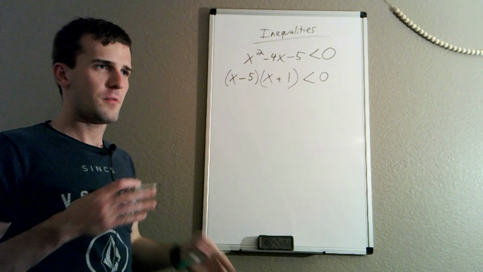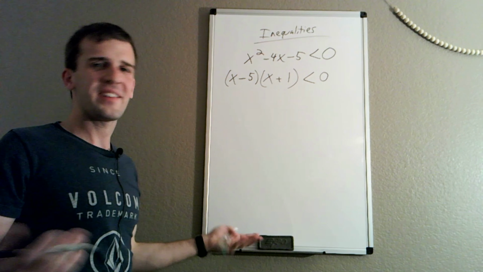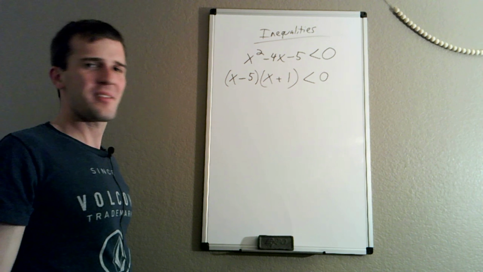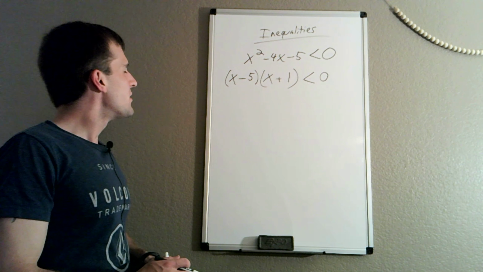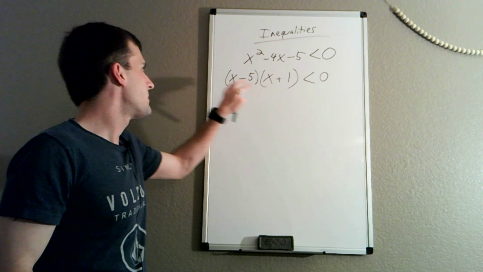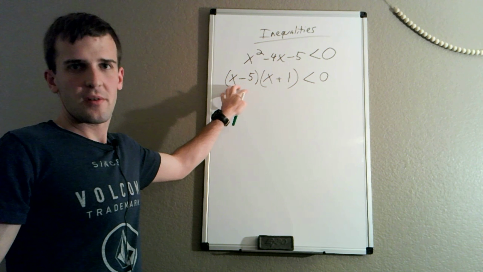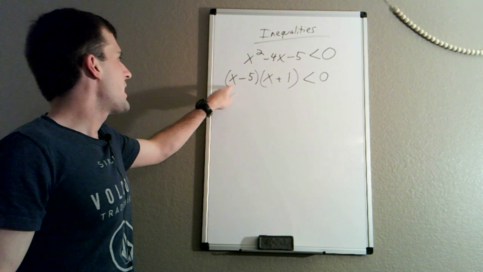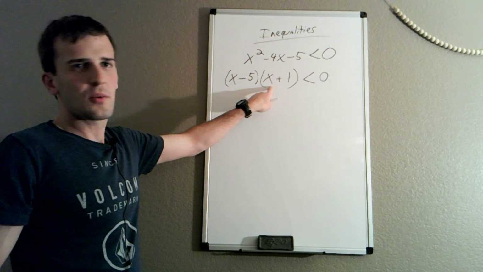If you have 5 times 0, it's going to be 0. Like pi times 0, e times 0, e to the pi times 0. So to get this to equal 0, just one side has to equal 0. And that occurs when x equals 5 or x equals -1.